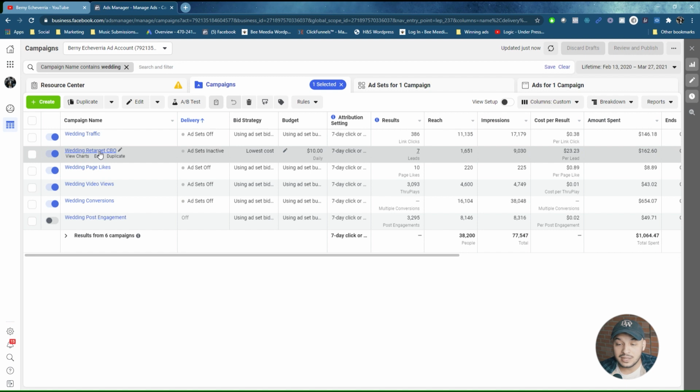And then I ran my retarget campaign, which brought me 7 leads, and I ended up closing 2 of those weddings. And if you can see, I spent $1,064 here. I ended up closing 2 weddings, which for me ended up being somewhere in the range of $6,000 to $7,000. So for $1,000 spent, I made $6,000 or $7,000.